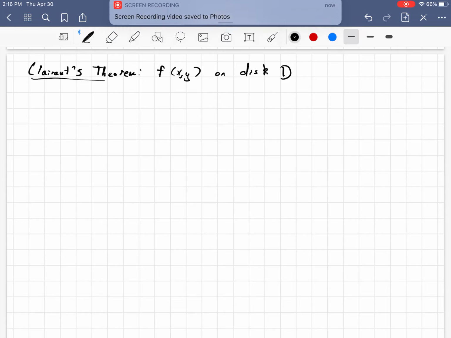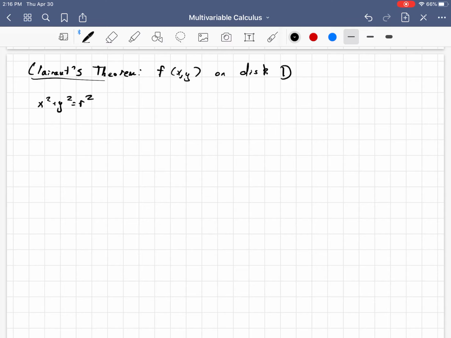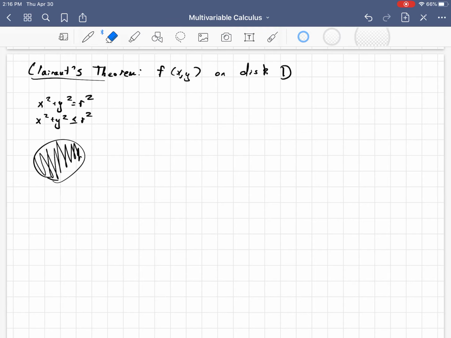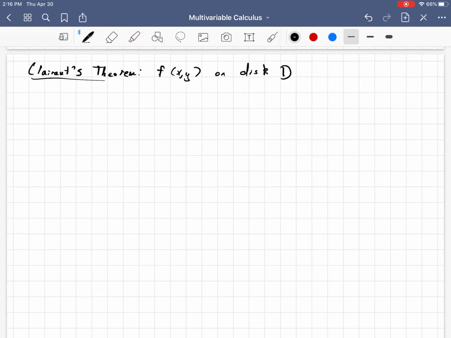D, so let's say we have x squared plus y squared equals r squared. So this is a circle of radius r, but a disk of radius r would be x squared plus y squared is less than or equal to r squared. So the circle contains just the circumference. The disk contains everything inside along with the circumference. That's the difference, just to be clear there.